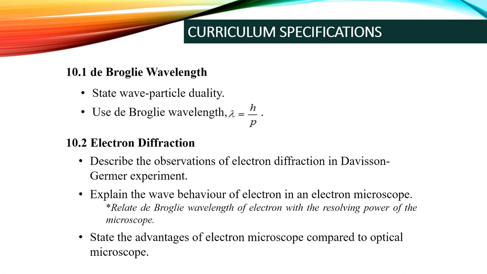Curriculum specifications. There are two learning subtopics that we need to cover: 10.1 de Broglie wavelength and 10.2 electron diffraction. In 10.1, you must be able to state wave-particle duality and use the de Broglie wavelength. In 10.2, we are going to describe the observations of electron diffraction in the Davisson-Germer experiment, explain the wave behavior of electrons in an electron microscope, and state the advantages of the electron microscope compared to the optical microscope.